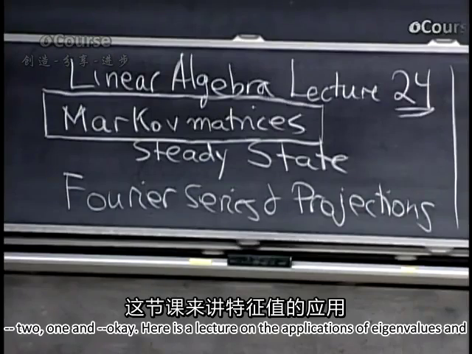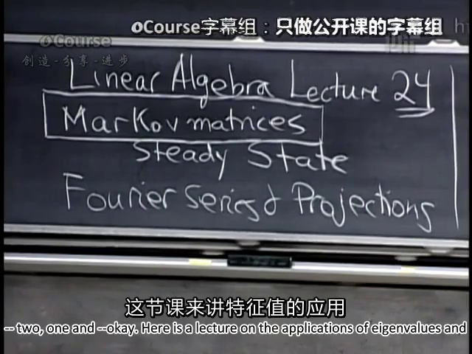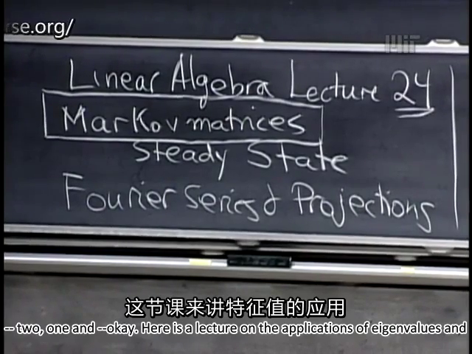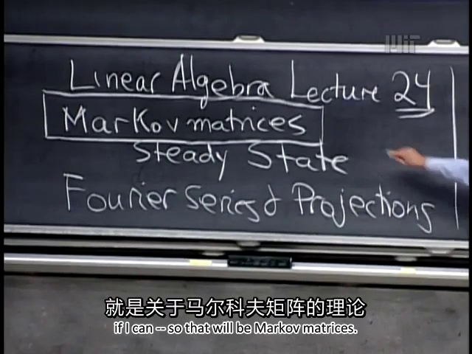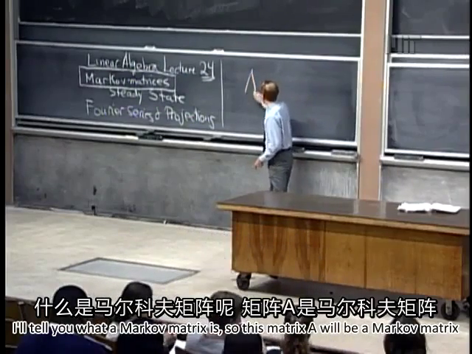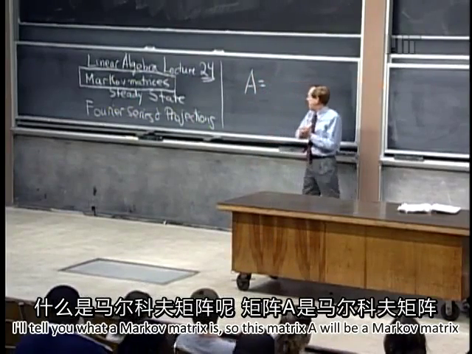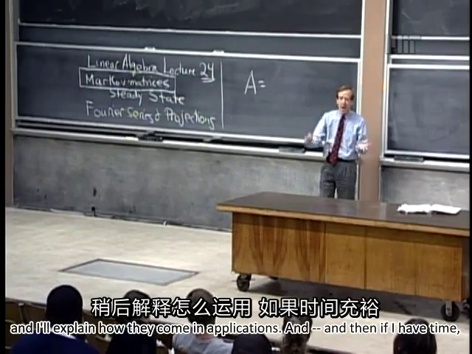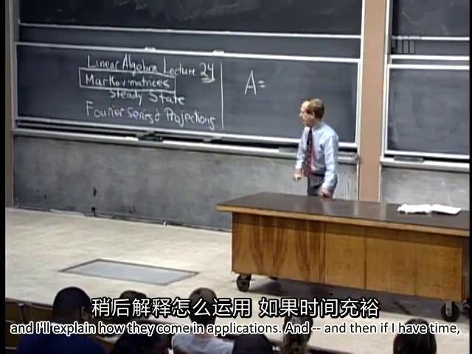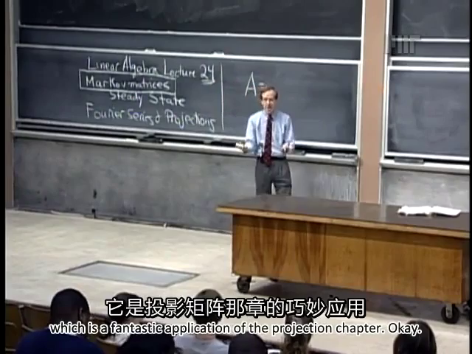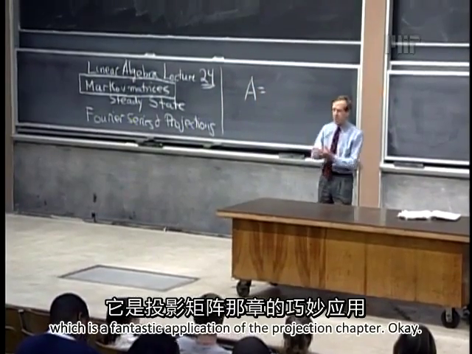Okay. Here is a lecture on the applications of eigenvalues, and that will be Markov matrices. I'll tell you what a Markov matrix is. So this matrix A will be a Markov matrix, and I'll explain how they come in applications. And then if I have time, I would like to say a little bit about Fourier series, which is a fantastic application of the projection chapter.